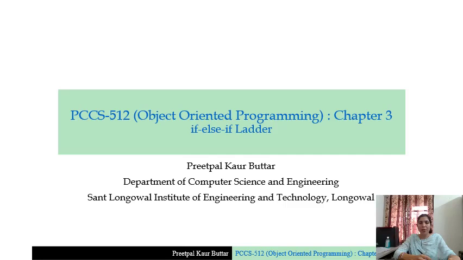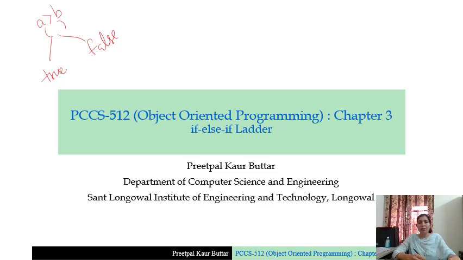The next variant of if is the if else if ladder. The conditional statements we discussed so far had only two paths to follow. One path to follow when the condition is true, and the second path was followed when the condition was false. For example, in order to find whether A is greater than B or not, we have only two options. Either A is greater than B or A is not greater than B, right?